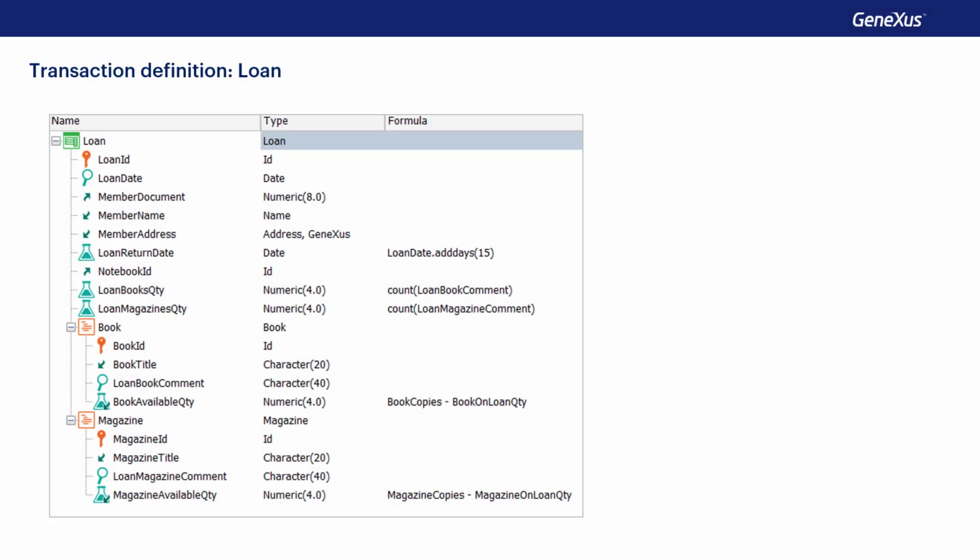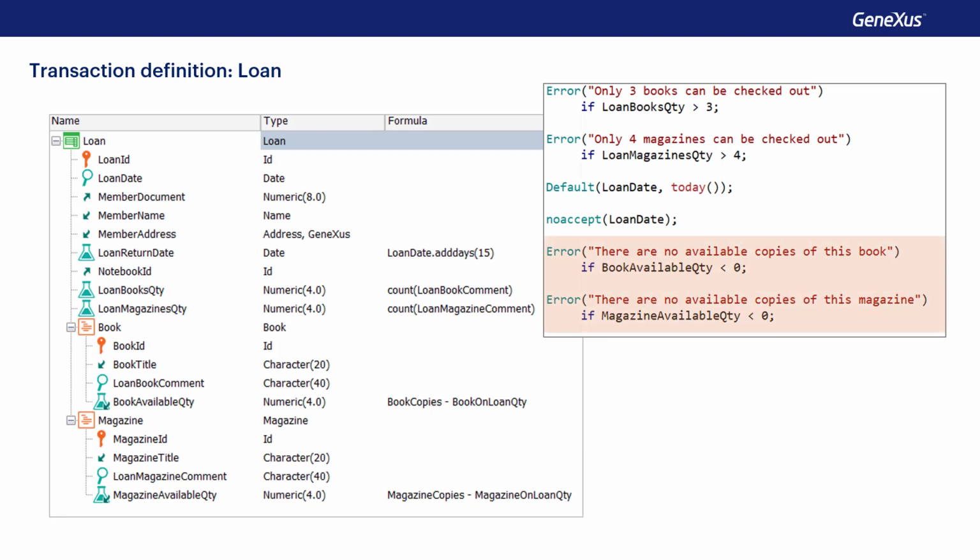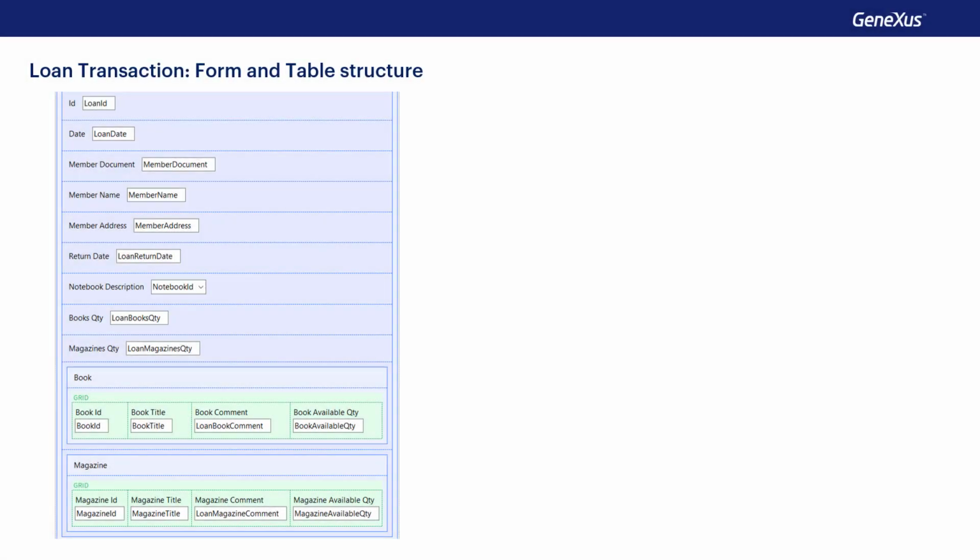Now we have all the information we need to validate a loan. So let's add the necessary attributes to validate the availability of the copies to be borrowed. Book available quantity at the book level, and magazine available quantity at the magazine level. And we control with the following error rules. So far, we've met the requirements to register loans.